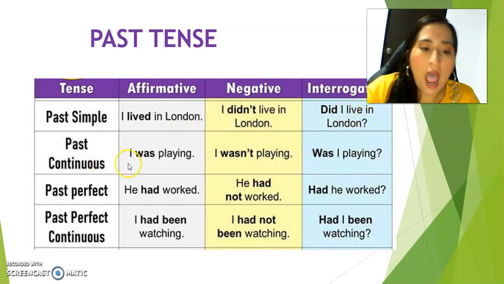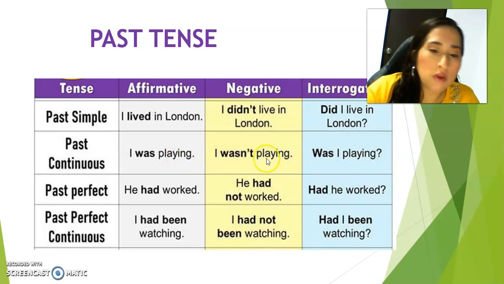Past continuous. I was playing. I wasn't playing. Was I playing? Remember, in this case, in past continuous, we use the verb to be in past tense. Was or were, depending on the subject. Past perfect. We had worked. He had not worked. Had he worked? It's similar. In past perfect, we use the past of the verb have. That is had. We use had, okay?